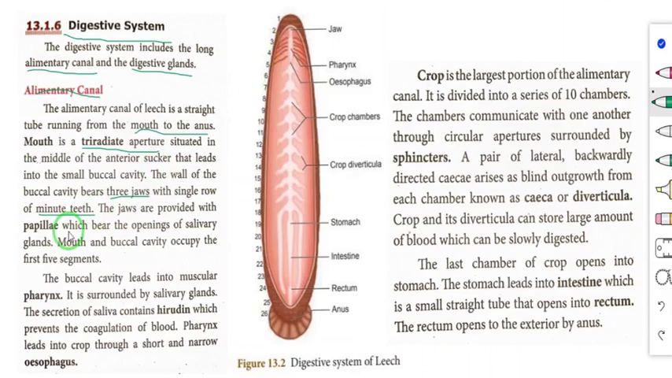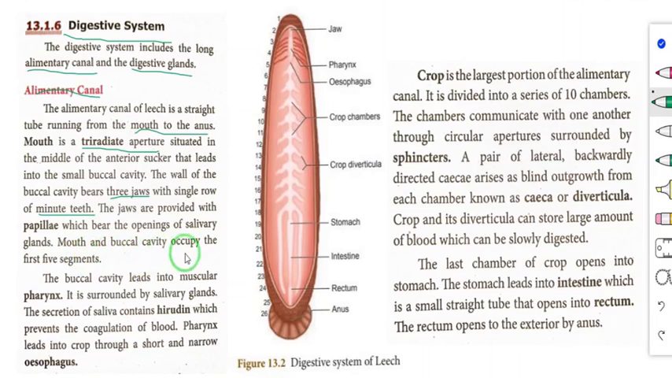Just by looking, we cannot find it easily. The jaws are provided with papillae, which are hair-like structures, and these papillae bear the openings of the salivary glands.